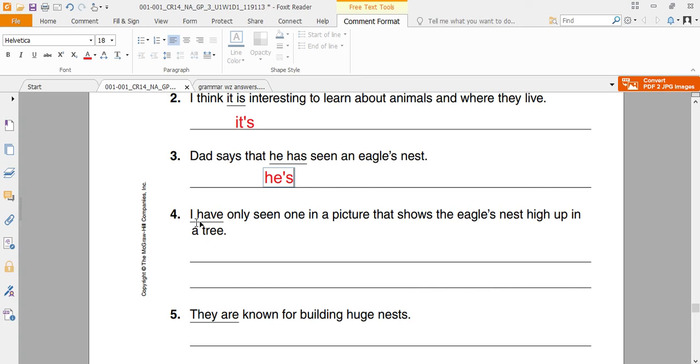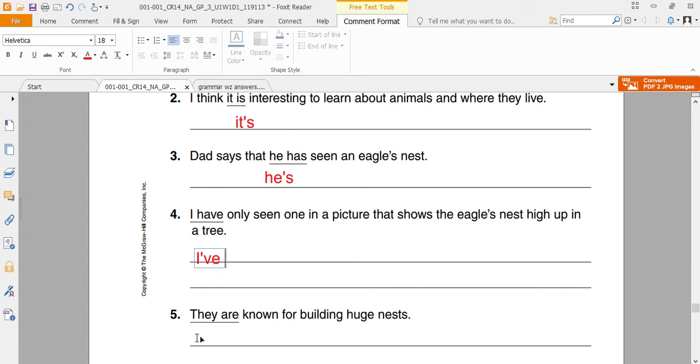Number 4. I have always seen one in a picture that shows the eagle's nest high up in a tree. Yes, write I. You remember what we should do with have? Yes, skip 2 letters here. Skip H and A, then write apostrophe VE. I've.